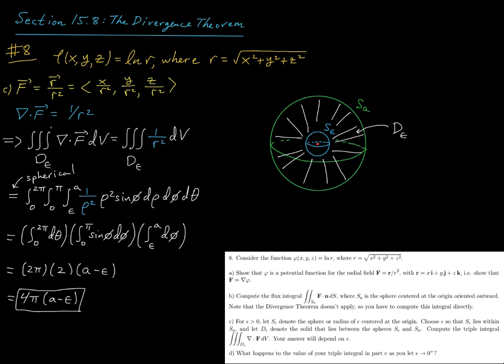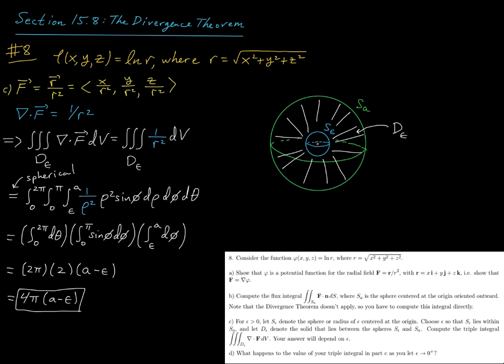Okay, so now to compute the triple integral of the divergence over the solid region D sub epsilon, I'm going to integrate 1 over r squared over this solid that's bounded by these two spheres. So I'm going to use spherical coordinates to do this. This region D sub epsilon can be described in spherical coordinates as letting the angle phi vary from 0 to pi. Theta, the polar angle, is going to vary from 0 to 2 pi.